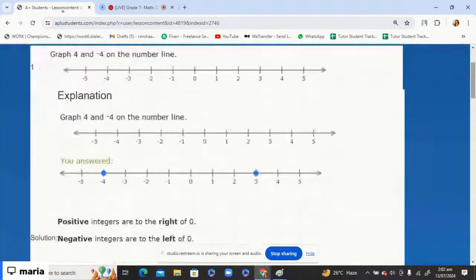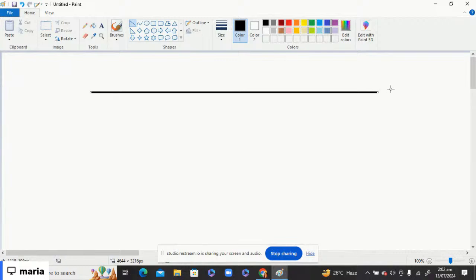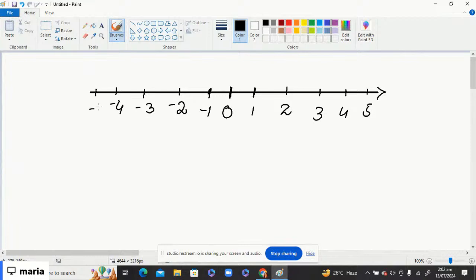So graph 4 and negative 4 on a number line. First of all, let me tell you guys, look here, this is your number line. The center is 0, and on the right side are all the positive numbers, 1, 2, 3, 4, and 5. These are increasing numbers. Now on the left side it's negative 1, negative 2, negative 3, negative 4, negative 5, and here the number line stops.